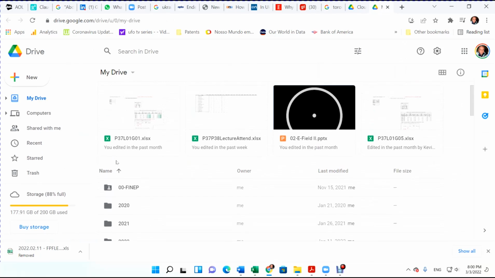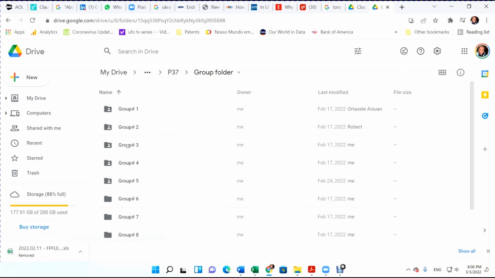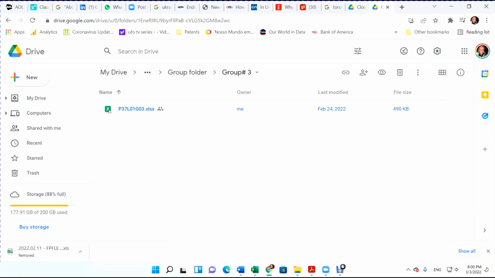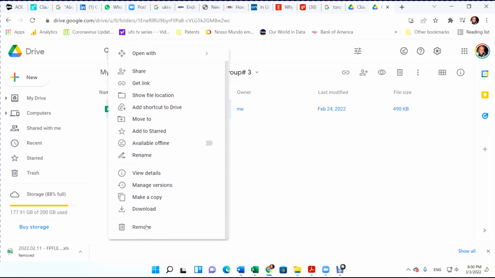I'm going to upload a new spreadsheet for you folks, group number 3. No, it's not P38, it's P37. Group folder, group number 3. Okay, I'm gonna delete this one. You don't need that anymore. Remove it.